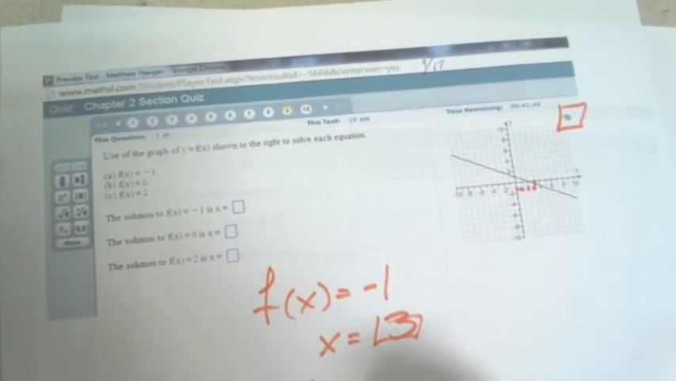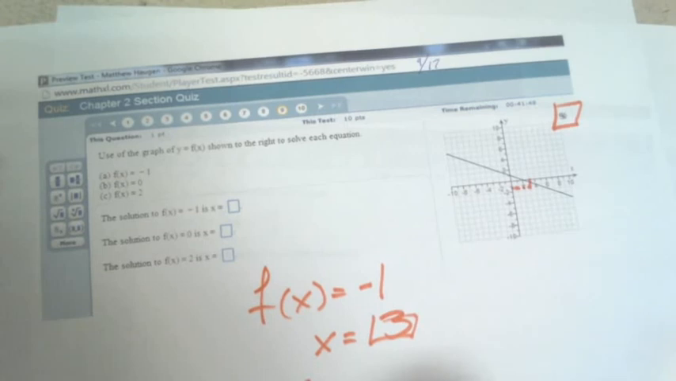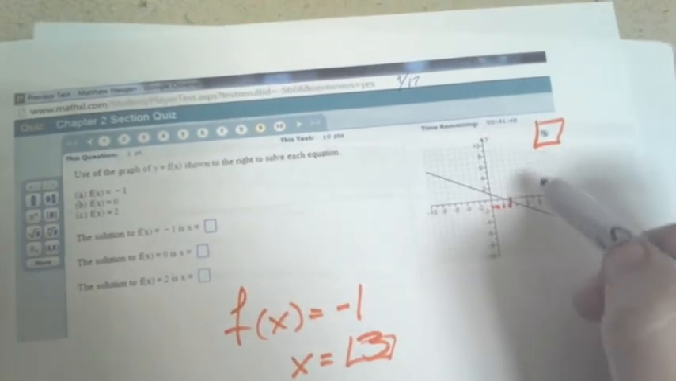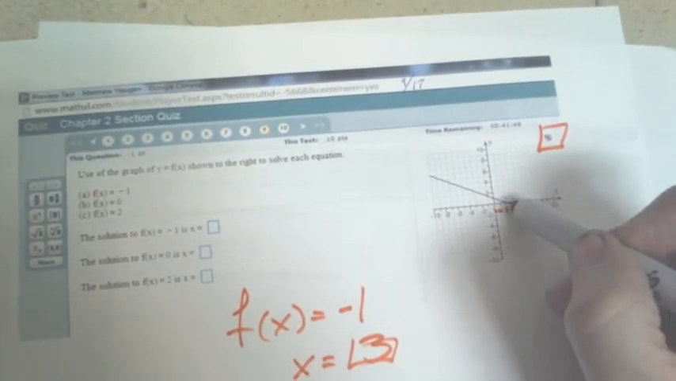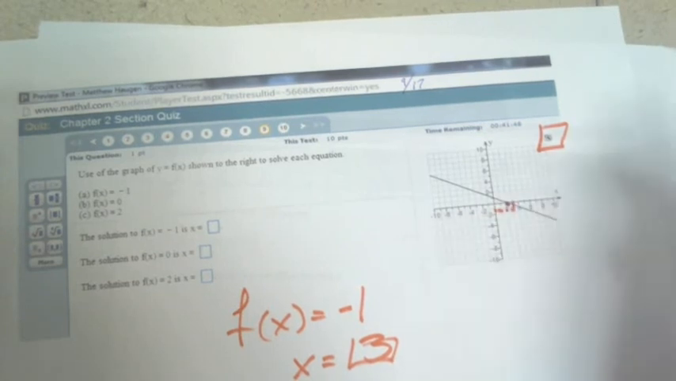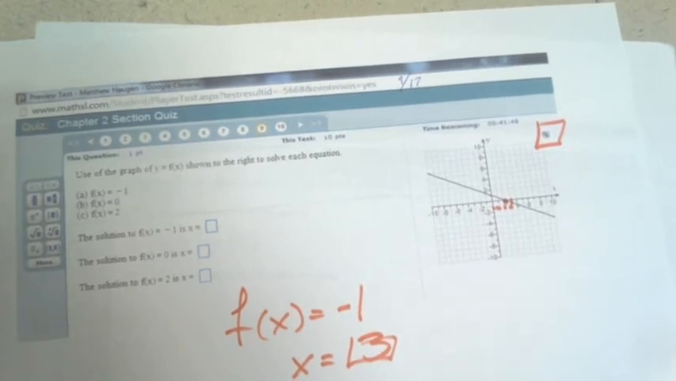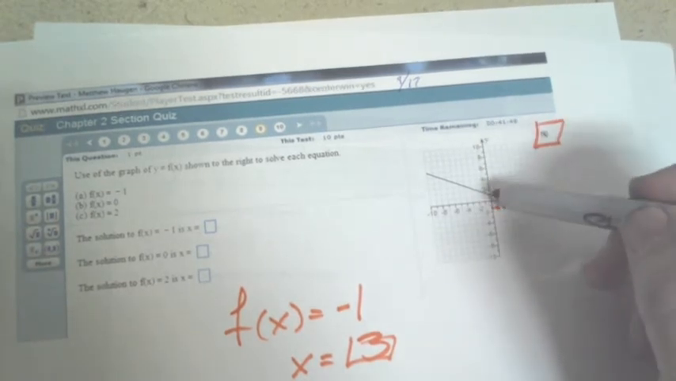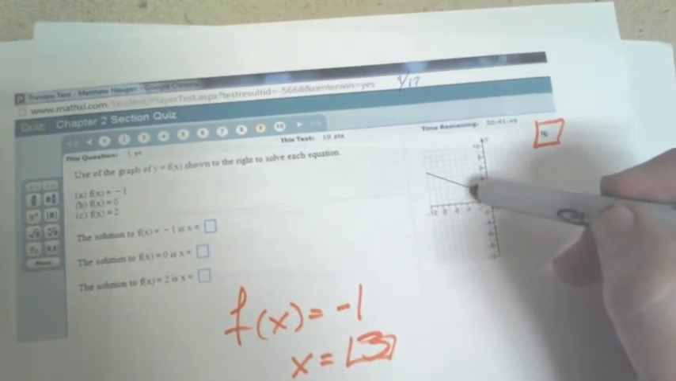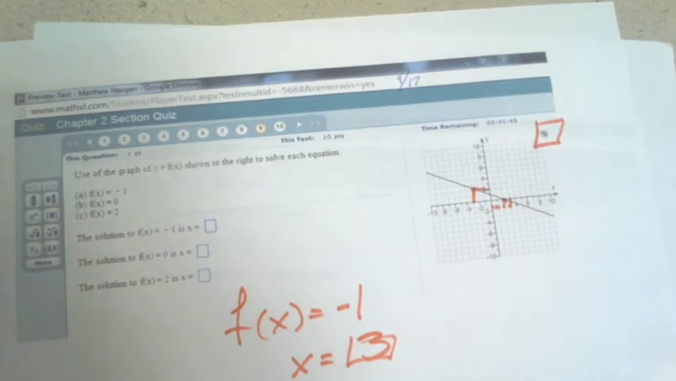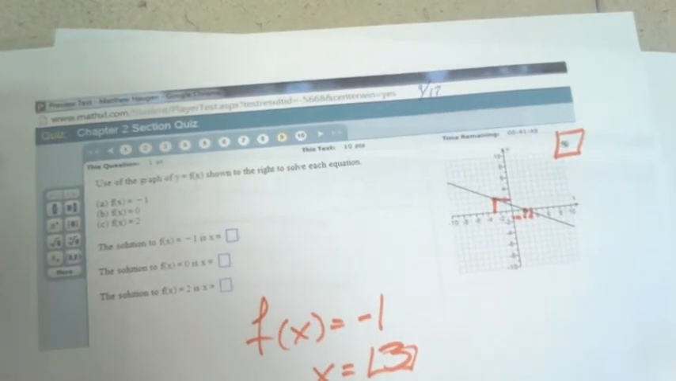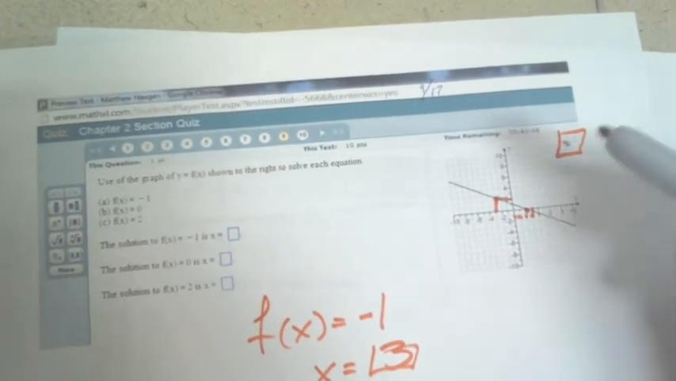Where is f of x equals 0? When x is what? Well, the function is 0. What's its x-intercept? Its x-intercept is right there. If you zoom in on that, you'll notice that happens at 2. f of x equals 2. When x equals what? Well, the function value of 2 is happening right there. That looks like -3. So it's just finding the points.